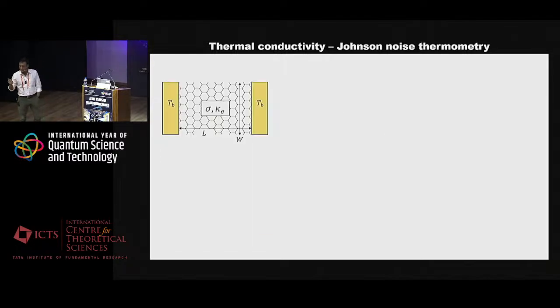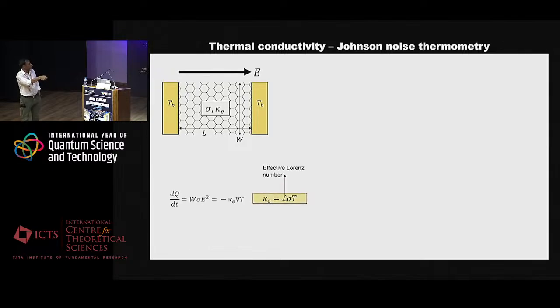So why do we need electron temperature? Suppose you have graphene between two leads, and the width of the graphene is W and the length is L. I apply an electric field. It's essentially Joule heating. You solve the thermal equation, and then you can solve for temperature as a function of distance.